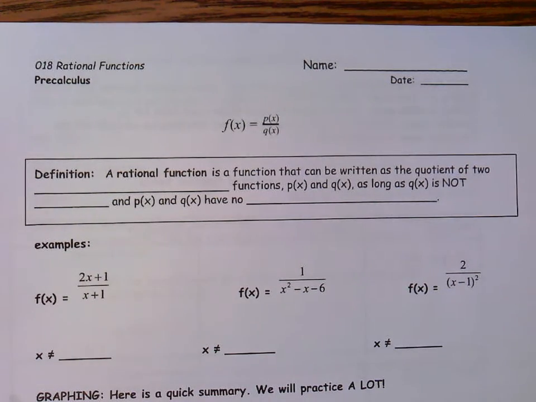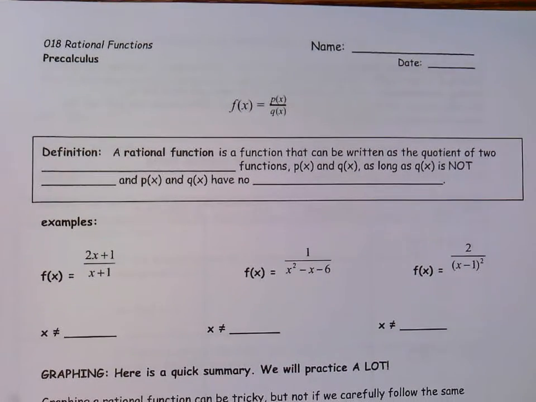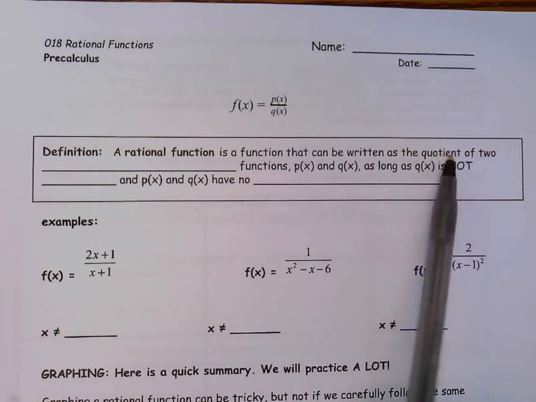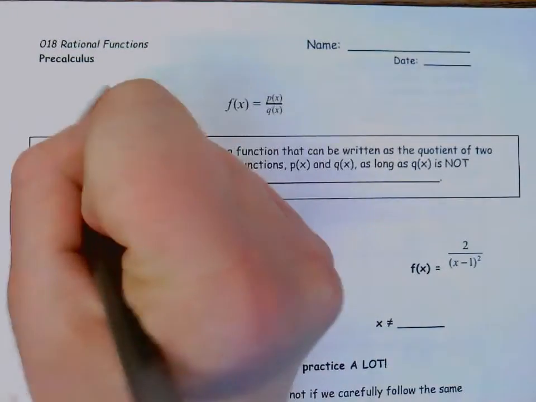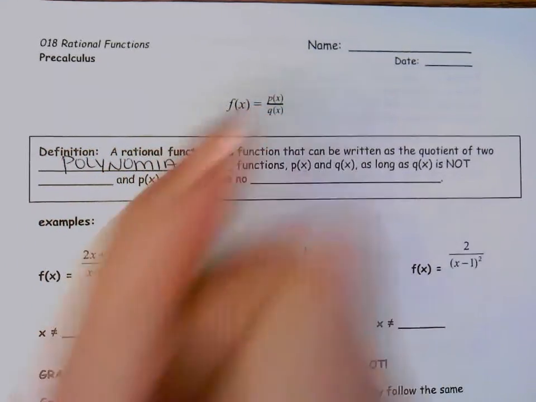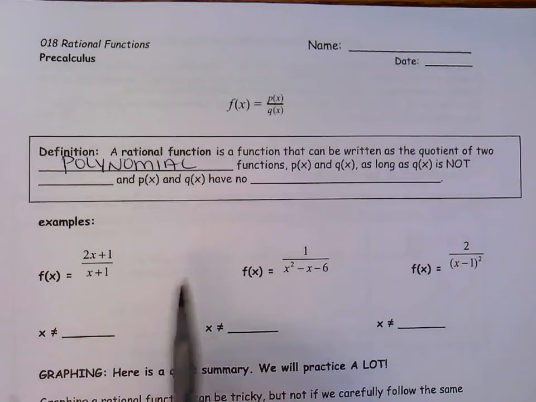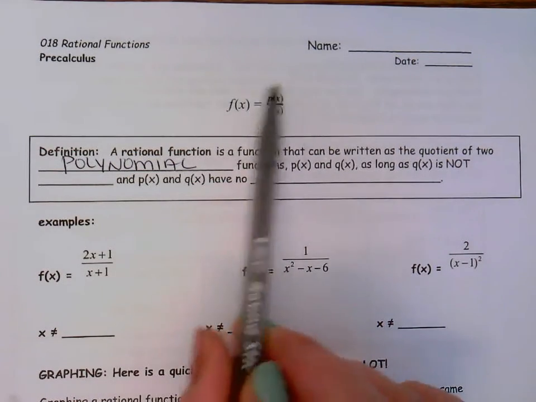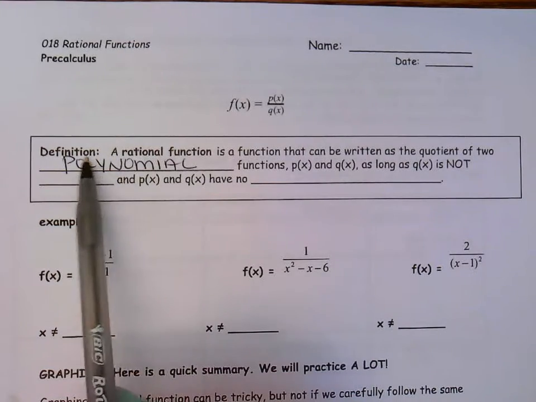So first is just defining a rational function. A rational function can be written as the quotient of two polynomial functions. The reason we had to do a unit review on polynomials is they're not going away. P of x and Q of x have to be polynomial functions. So you have to know what a polynomial is.